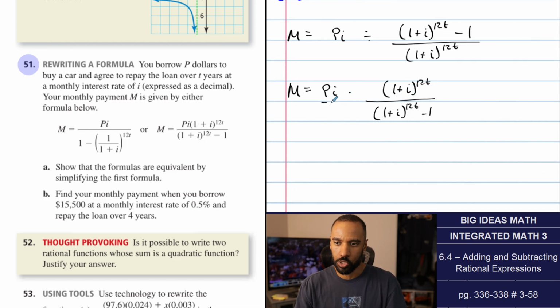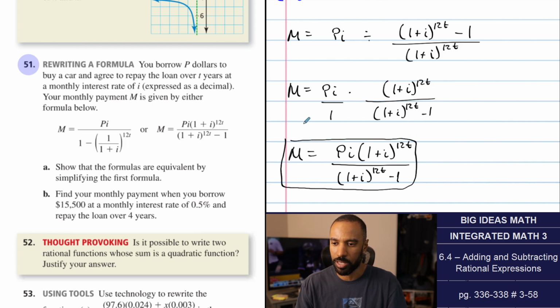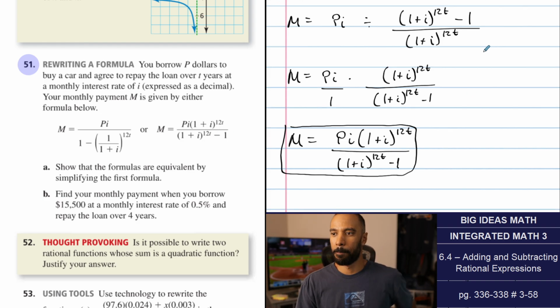And now we can write it all as one fraction, right? This is over 1 after all. So m equals P times i times 1 plus i to the 12t over 1 times that is 1 plus i to the 12t minus 1. And I think that's the match of the original problem. I'm not going to go back up. Let's just look on the left here. P, 1 plus i to the 12t. Yes, so that's the same thing. So it's a match. We're all good to go.